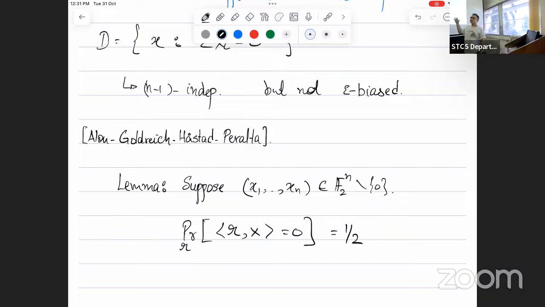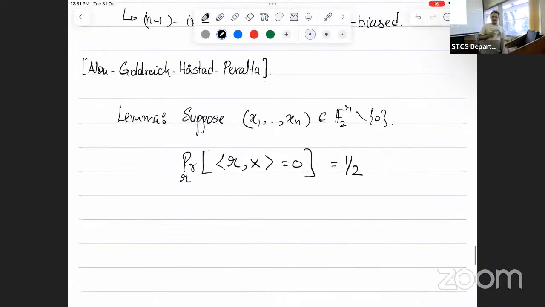Obviously, if x was 0, this will always be 0. But the point is, the moment you know x is non-zero, the only thing you need is that it's not 0, this probability is exactly half. I don't want to do this proof. I think this is a common exercise question in many places. But this is what we are going to actually end up using.